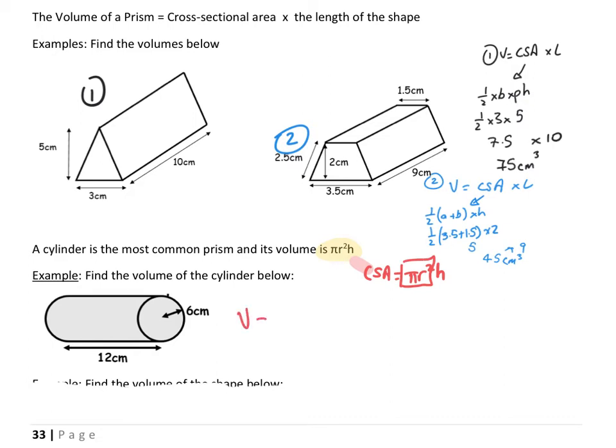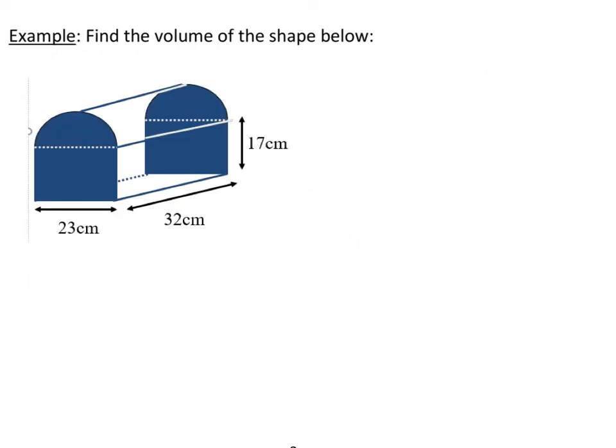So here we've got volume is pi r squared h, which is pi times 6 squared, so the radius is 6, times by the length or the height of the cylinder, which is 12. That's going to be pi times 36 times 12, which is 1357.17 cubic centimetres.